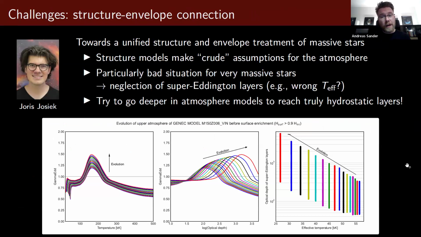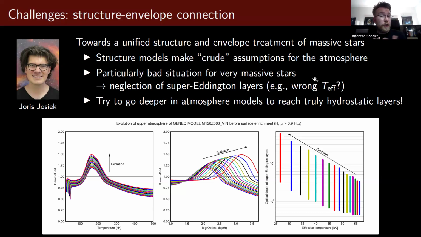If you're trying to do that, at some point you will also reach a regime where it's even harder. So another thing that I'm exploring now with a third PhD student, Joris, is to see how good we actually connect the structure and the envelope. So this is the stellar atmosphere talk, but at some point it's actually not trivial anymore to discuss where to set your lower boundary.